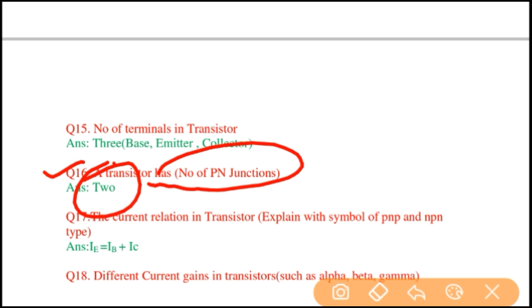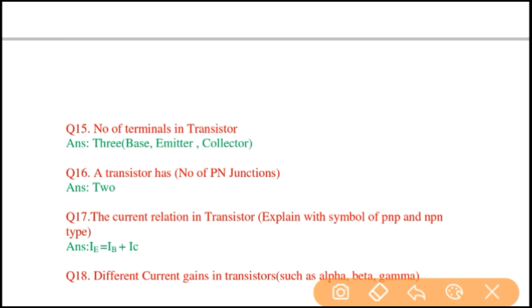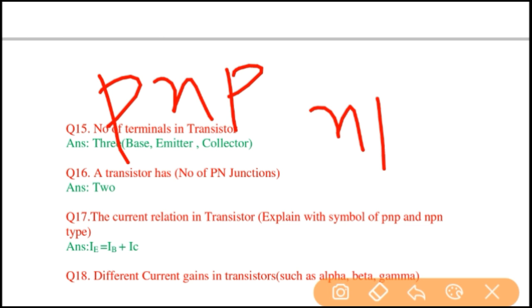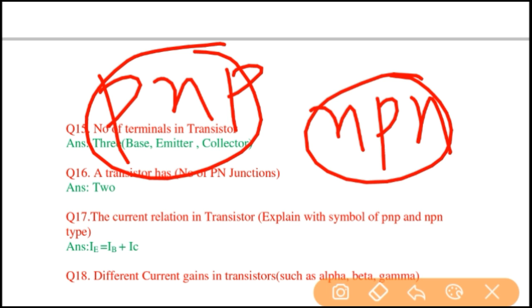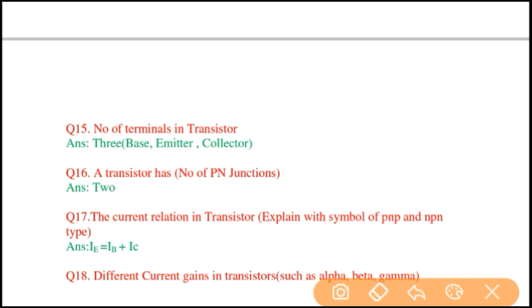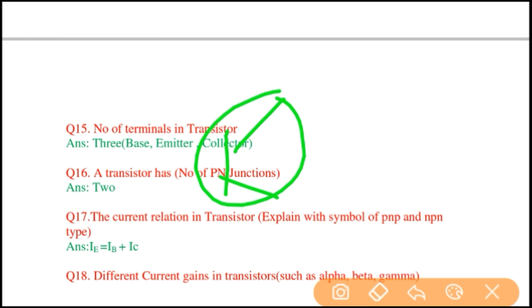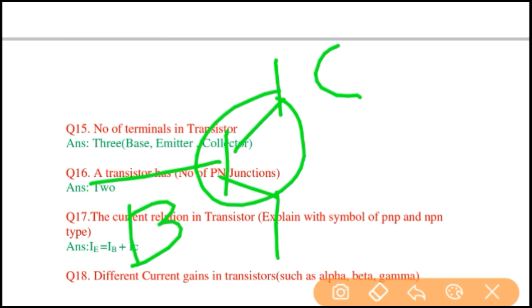Let's see the symbol of the transistor. Transistors have two types: PNP and NPN. Now let us see the symbolic difference between these two. Now let us see the transistor symbols. In a transistor we have three terminals. We have the base, this is the collector and this is the emitter.